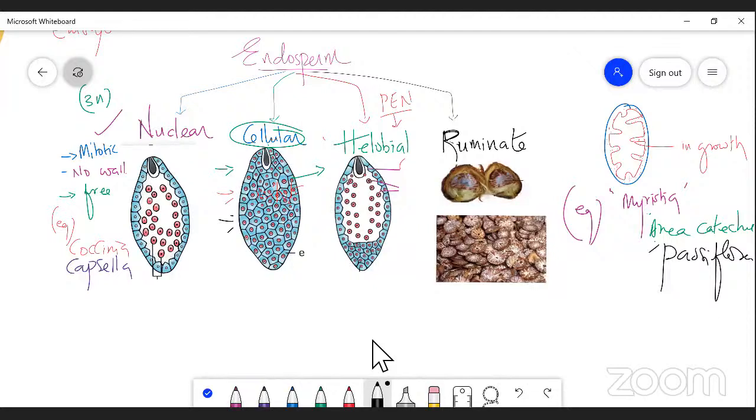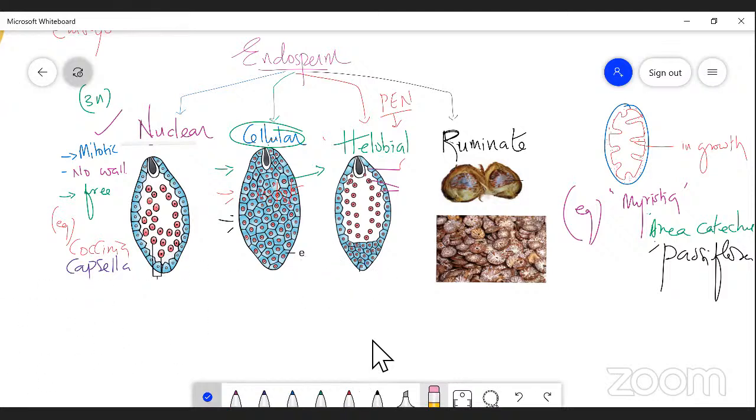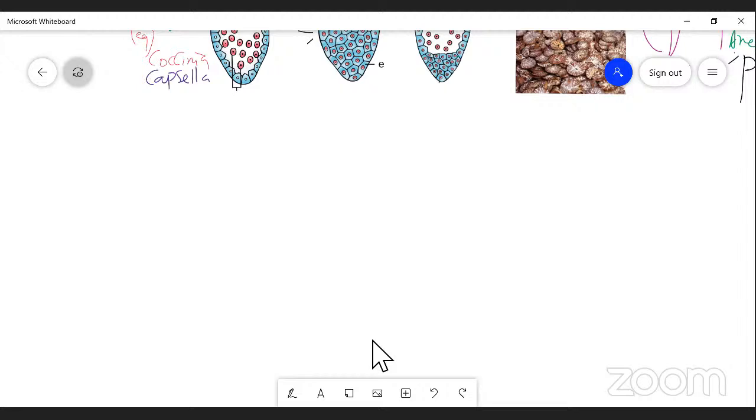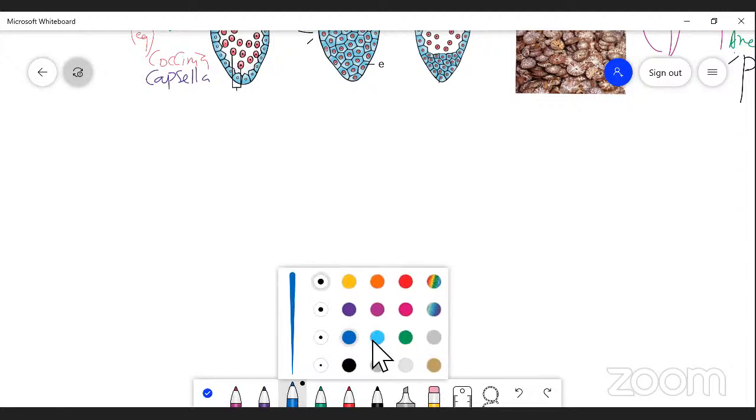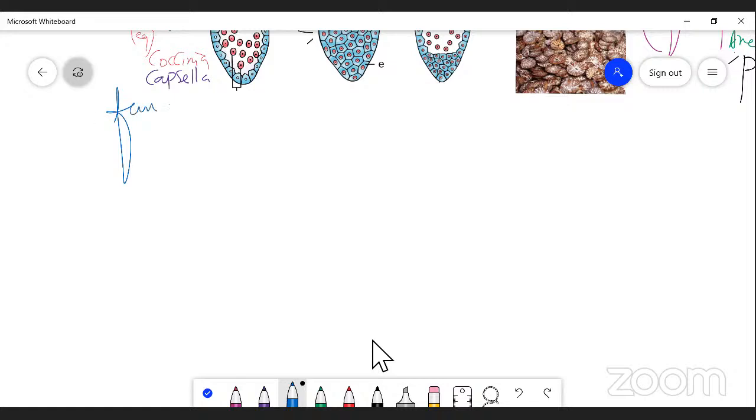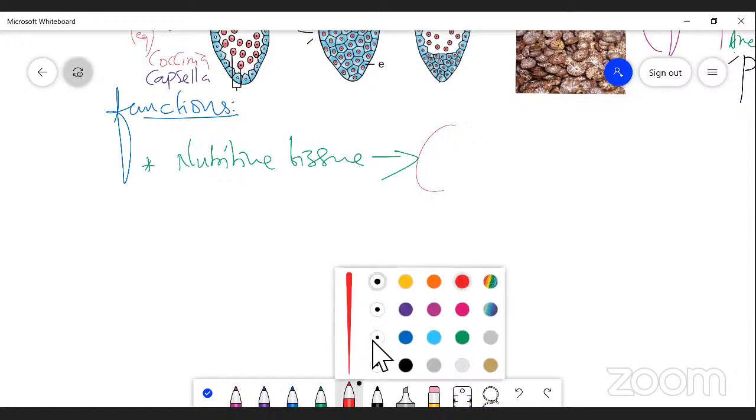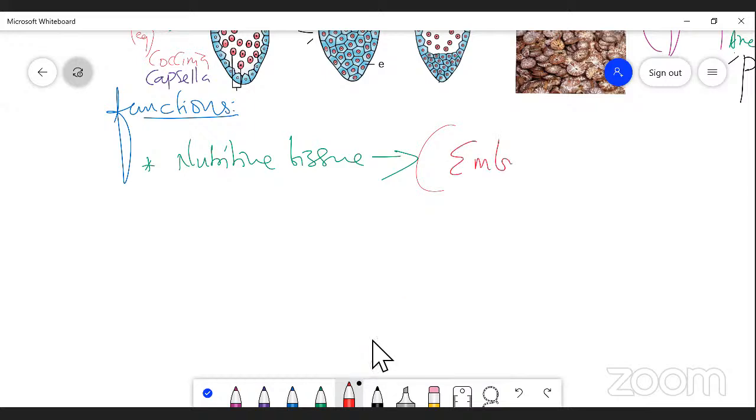And next we pass on to the functions of endosperm. Students, next we pass on to functions. What are the functions of endosperm? First, as I mentioned, it is a nutritive tissue that supplies the energy for the development of the embryo. It provides, that means it gives, nutrition to the developing embryo.